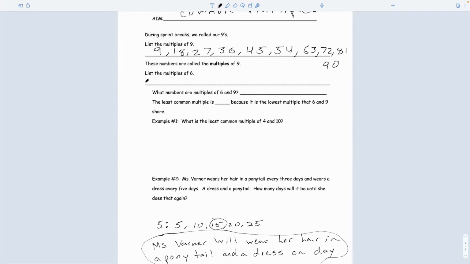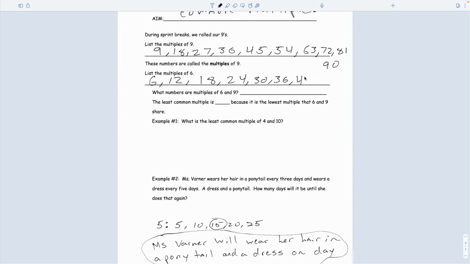Now, let's list the multiples of 6. Give me the first 10 multiples. Skip count with 6. If I can't do that mentally, I'm thinking this. What is 6 times 2? That's 12. What is 6 times 3? That's 18. What is 6 times 4? That's 24. What's 6 times 5? That's 30. If you don't have skip counting down, you're just multiplying by the number of that sequence.